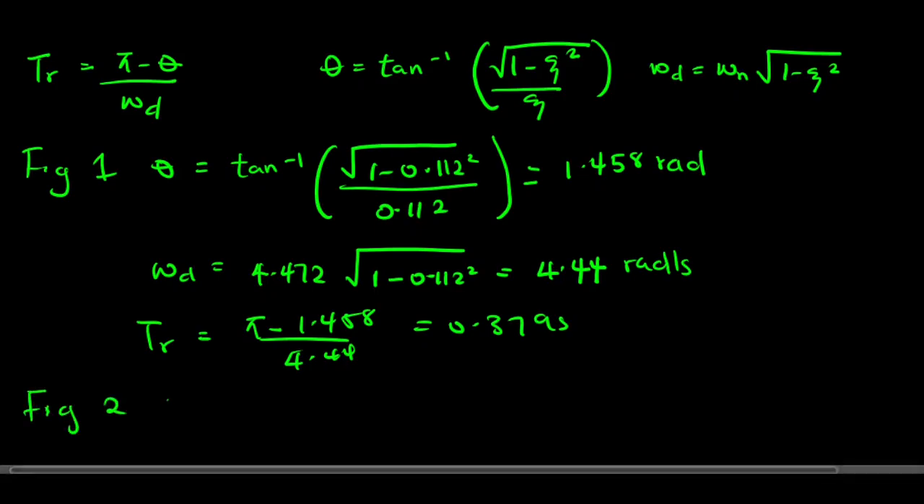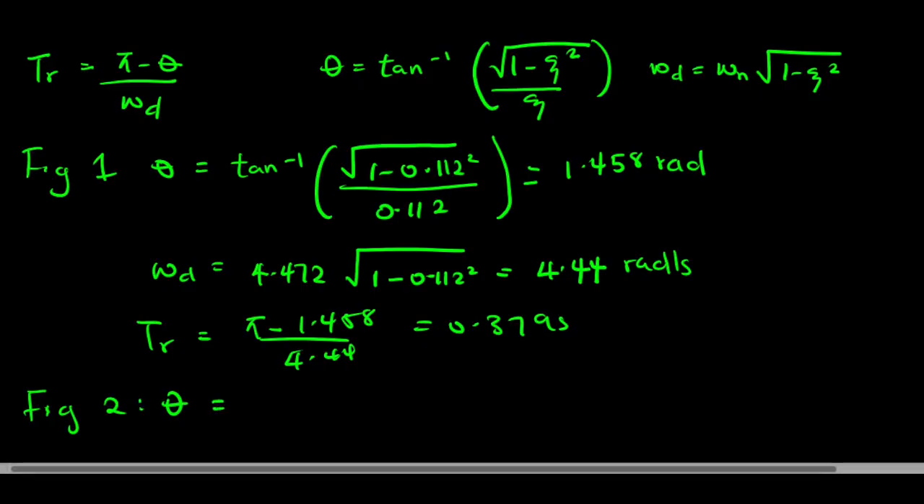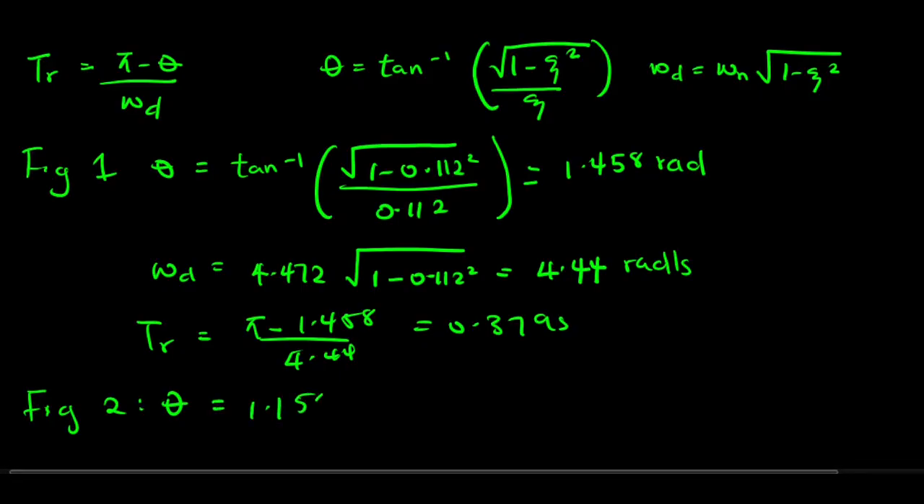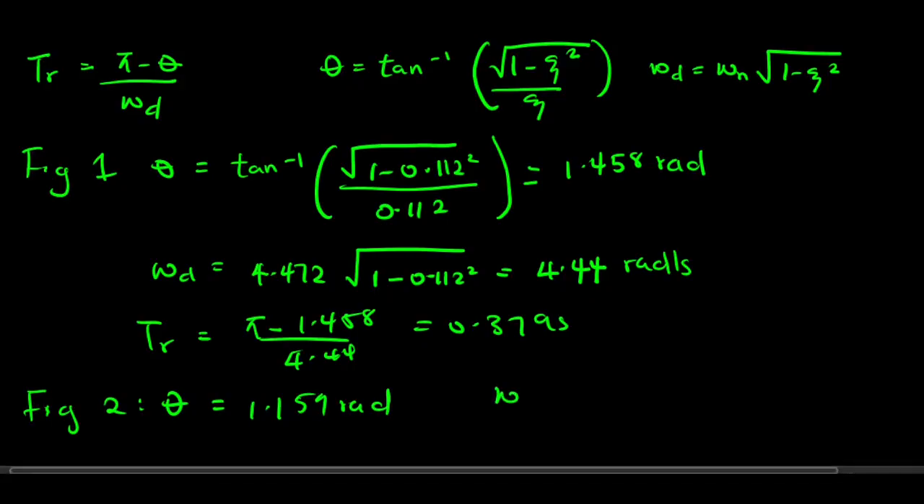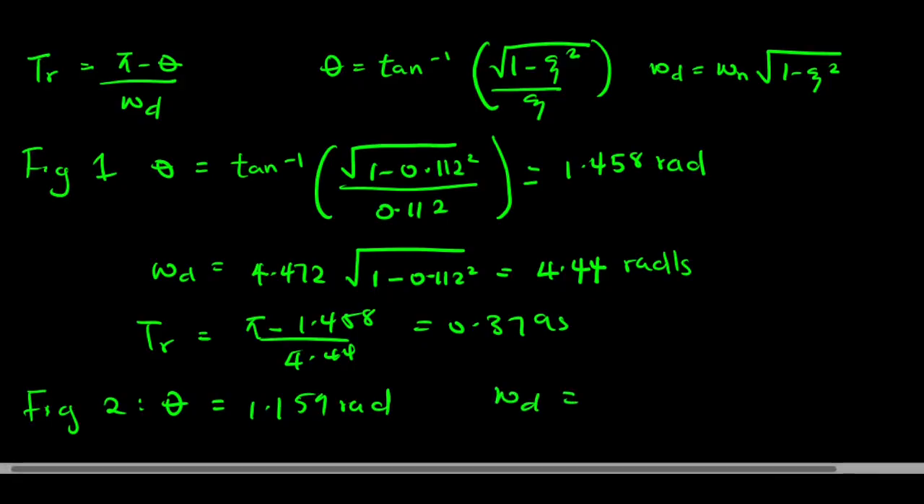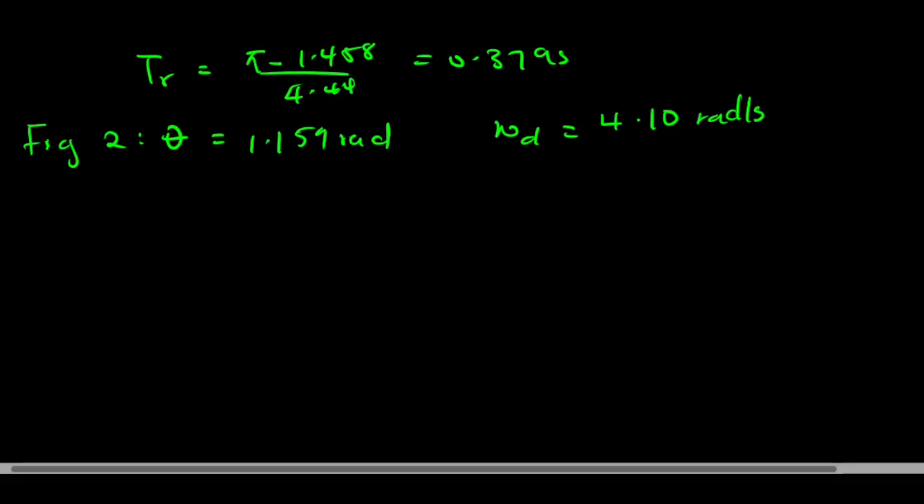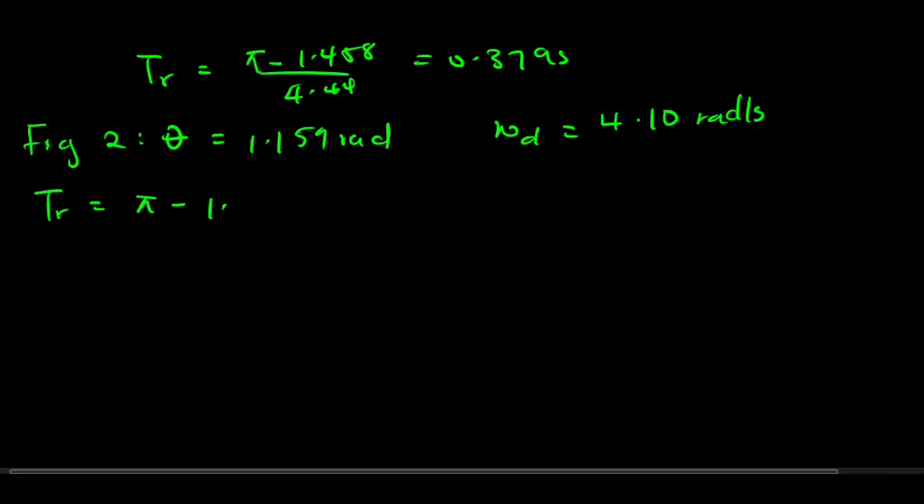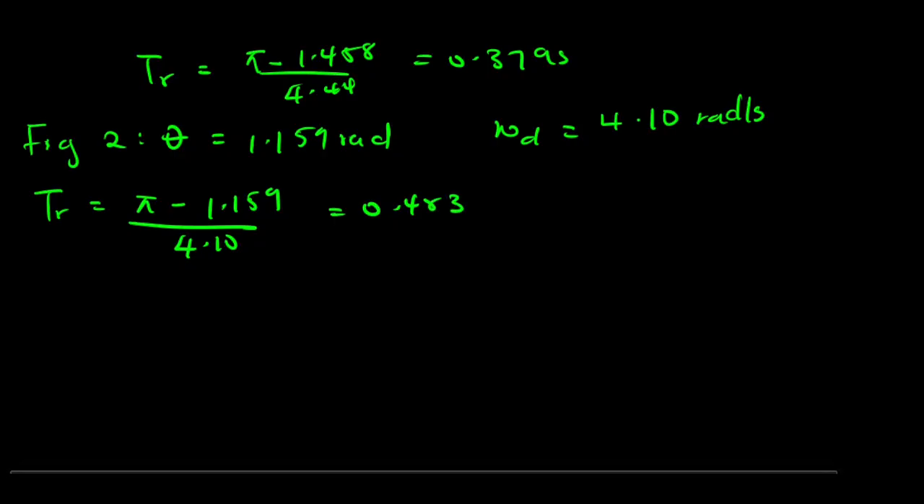Now for figure 2, we do the same thing. You obtain theta, which in this case will be equals to 1.159 rad, and WD, put the same formula to be 4.10 rads per second. Then TR for this one will be equals to pi minus 1.159 over 4.10, which will give you 0.483 seconds.